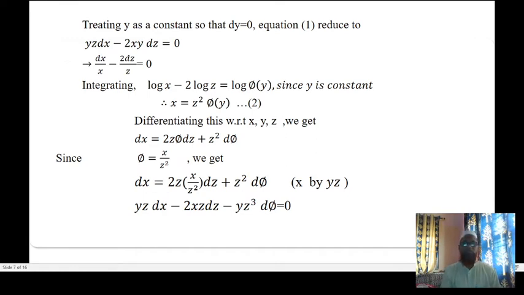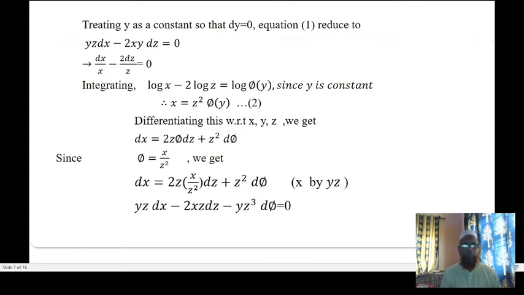So treating y as a constant so that dy equal to 0. So the given equation is reduced to yz dx minus 2xy dz equal to 0, equation 1. If you divide it by xyz, so dx by x minus 2dz by z equal to 0. So integrating, we easily get log of x minus 2 log of z equal to log of phi of y, since y is constant. So x by z square equal to phi, therefore x equal to z square phi of y.